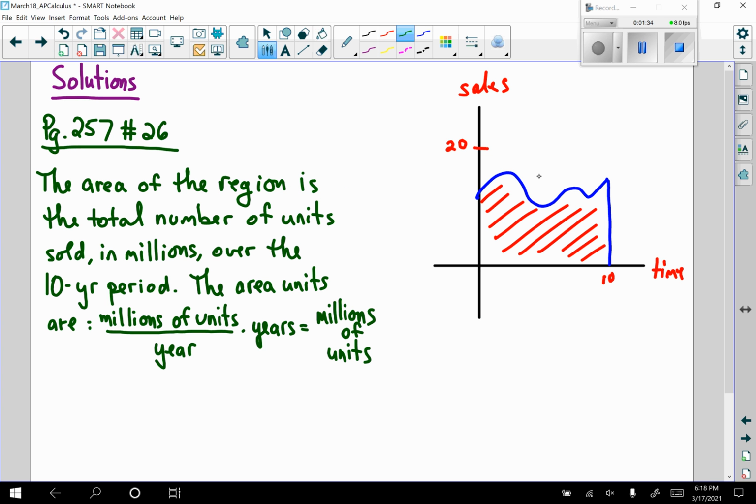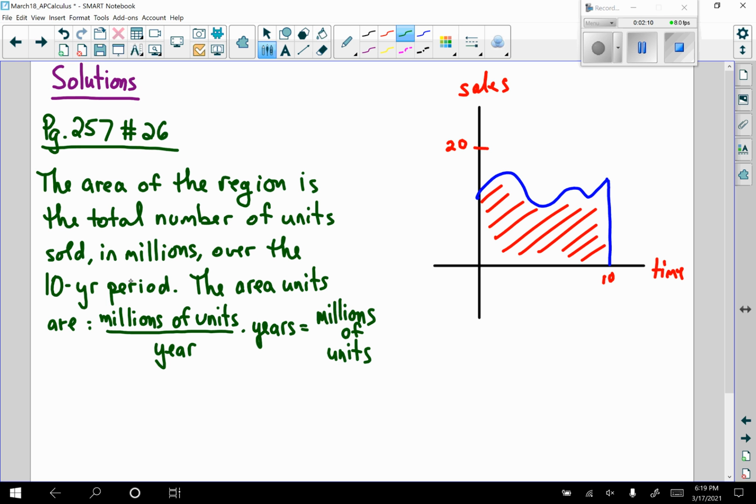All right, we're given an image in this graph off to the right here. It says the graph shows the sales record for a company over a 10-year period. If sales are measured in millions of units per year, explain what information can be obtained from the area of the region and why. Well, we know because this is just one region, it would calculate total area, or we've also calculated total distance traveled with just one area like this. But in this context, it is looking at the total number of units sold. So the area of the region is the total number of units sold in millions over the 10-year period.